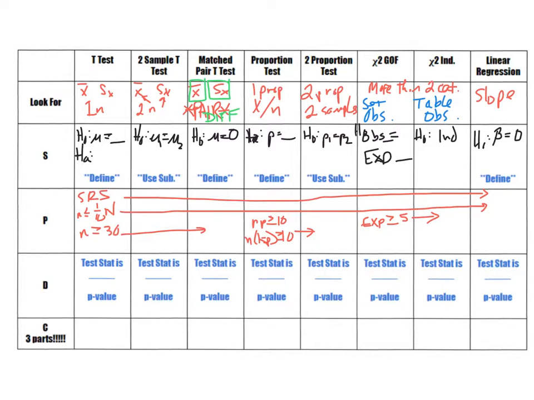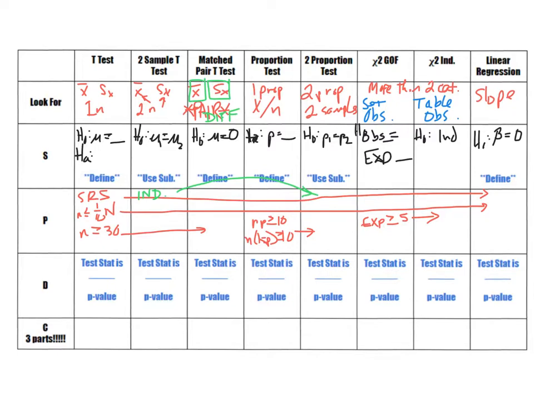Okay. For the two samples, we need the samples to be independent. I'm going to add that here. Independent samples. And again, that goes for the two proportion test as well. It obviously doesn't go for chi-square because they are dependent on one another.